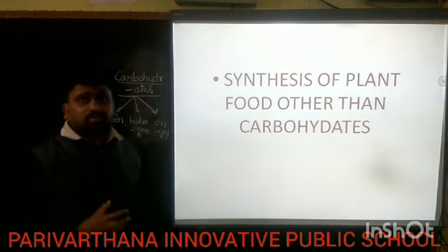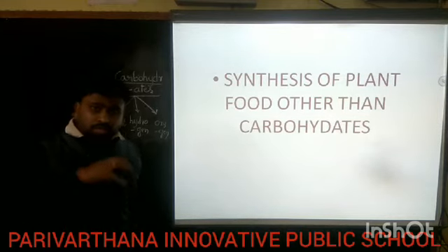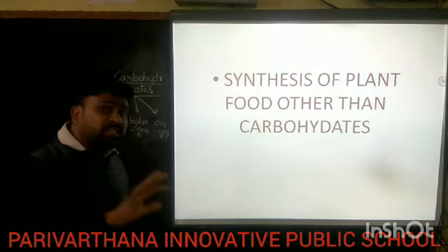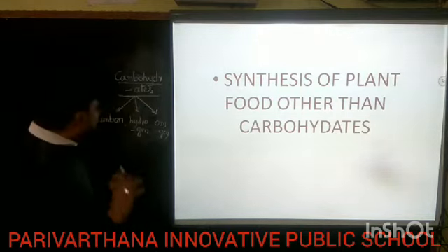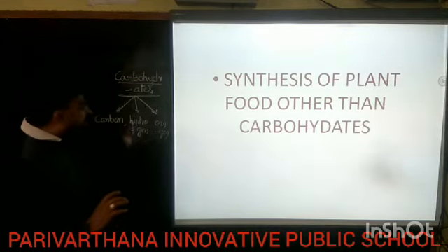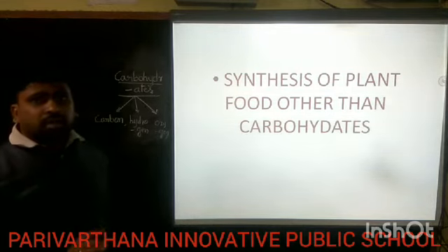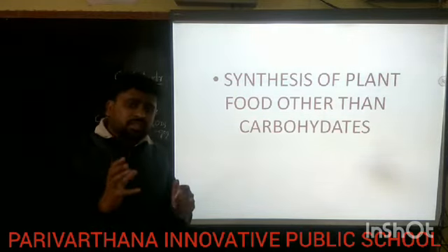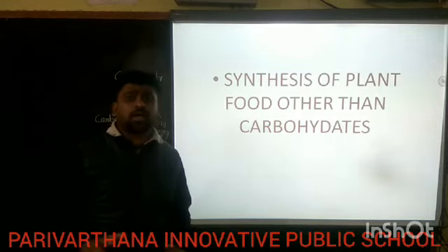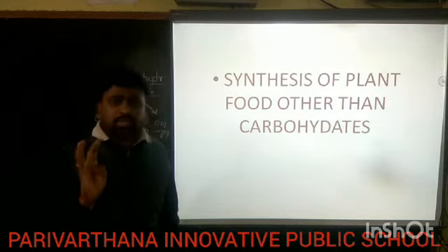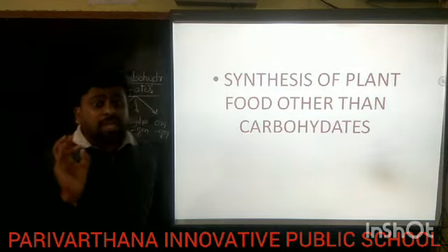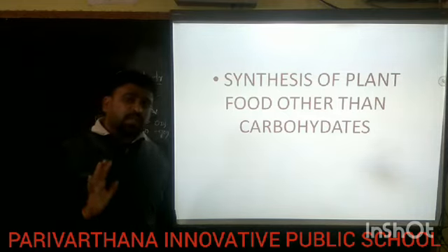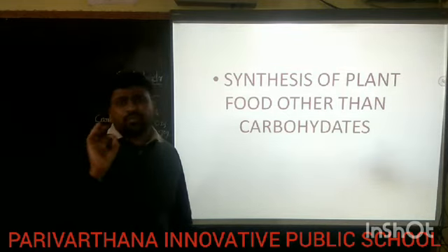Using these components, proteins and fats are synthesized. Using the carbon, the hydrogen and the oxygen, the plant produces vitamins, proteins and fats. Regarding the proteins, now listen carefully.